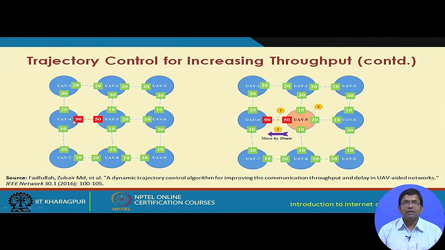So, as we can see over here in this figure, this is a grid-like deployment of the UAVs, and the buffer occupancy or the queue occupancy is also shown with these green and red colored symbols. And then, on the other hand, if a particular node like this node, due to its dynamism, has moved 20 meters for example, then these things have to be handled. This buffer occupancy of 90 and 50 has to be handled.